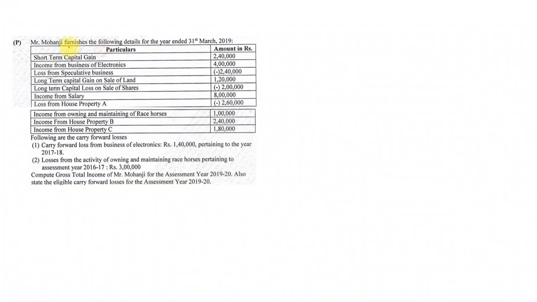The first question: Mr. Mohanji furnishes the following details for the year ended: short-term capital gain, income from business, loss of speculative business, long-term capital gain, long-term capital loss, income from salary, loss from house property, income from owning and maintaining race horses, income from house property, carry forward loss of electronics, loss from owning and maintaining the horse race. All this information was given, and they're asking you to compute the gross total income of Mohanji. Also, state the eligible carry forward losses for the assessment year 19-20.